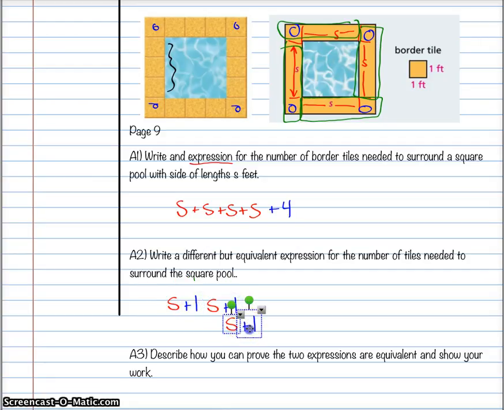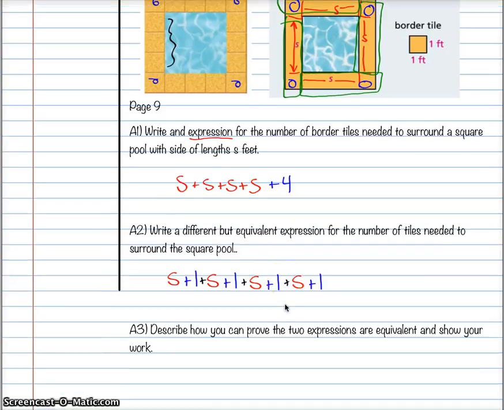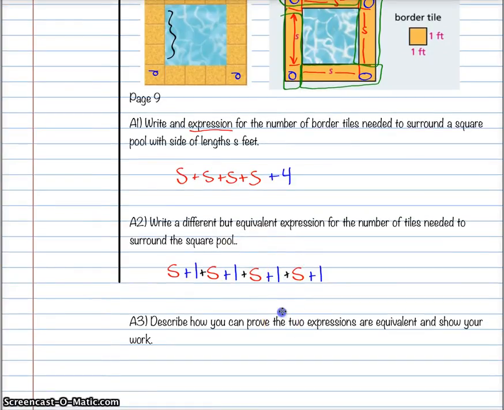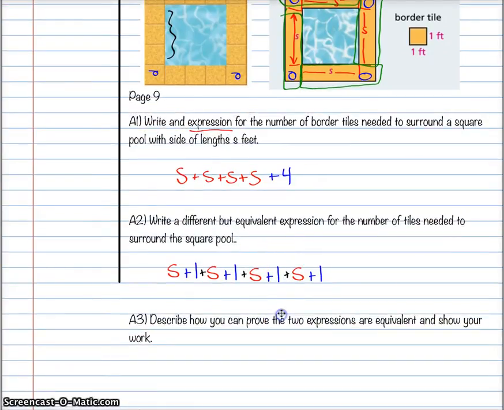1 for each side length. S plus 1, S plus 1, and S plus 1. I should have plus signs in between each section. So plus this one, plus this one, plus this one. Ta-da! These two are exactly the same. I just wrote it in a different way. That's all it's asking.